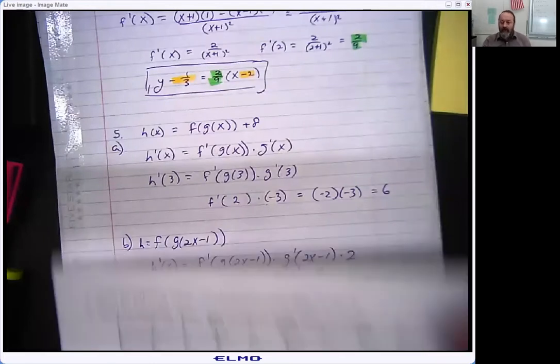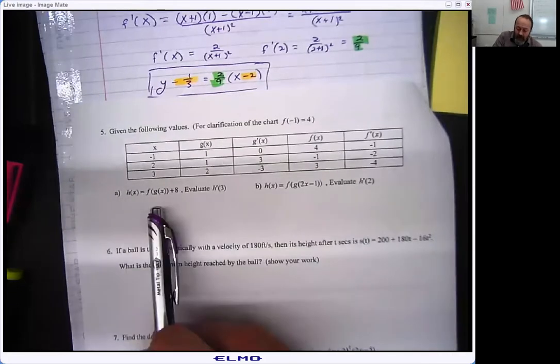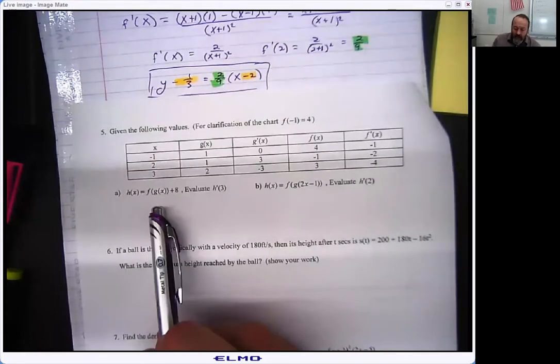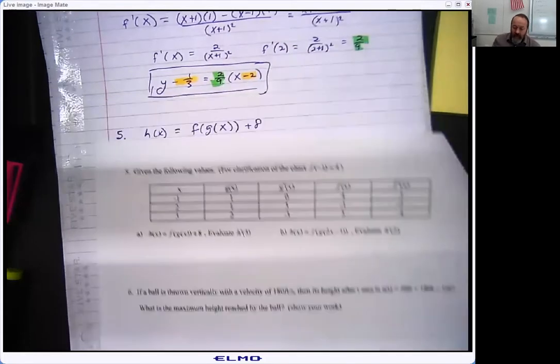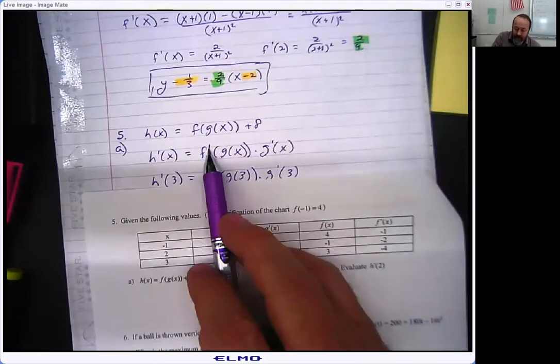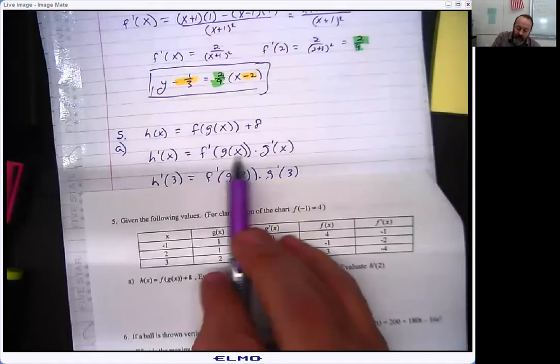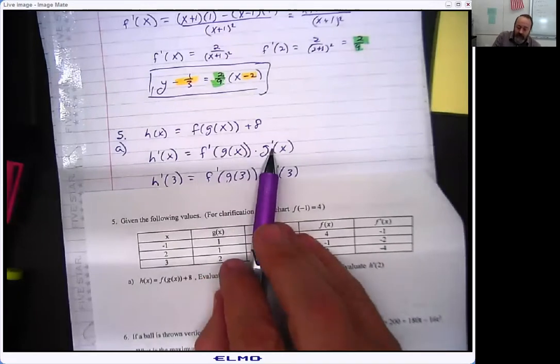We now have one of those box problems where we want to find h prime of 3, and that is squarely going to be a little chain rule question. So the derivative of f of g of x would be the derivative of the outside function times the derivative of the inside function. So f prime of g times g prime. Now what I'm going to have to do is plug in 3.